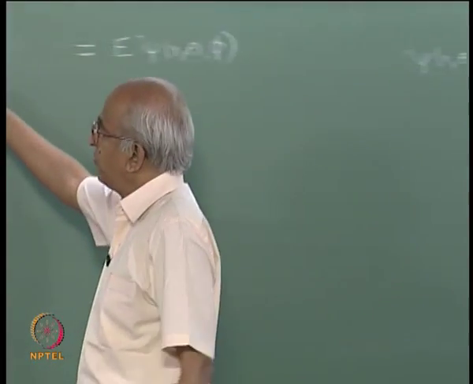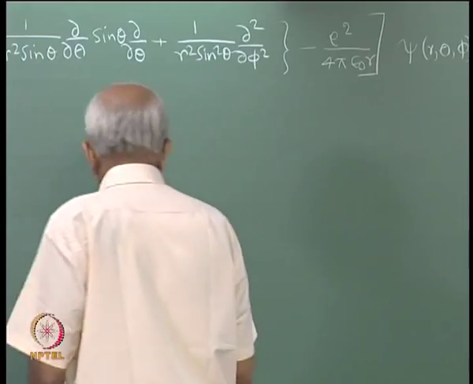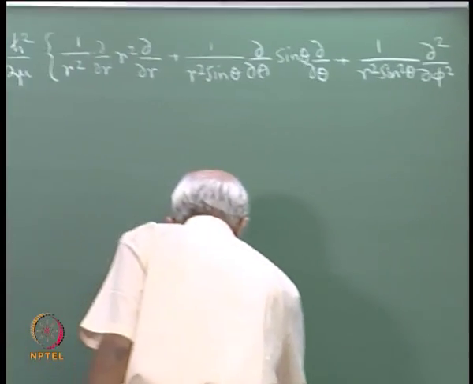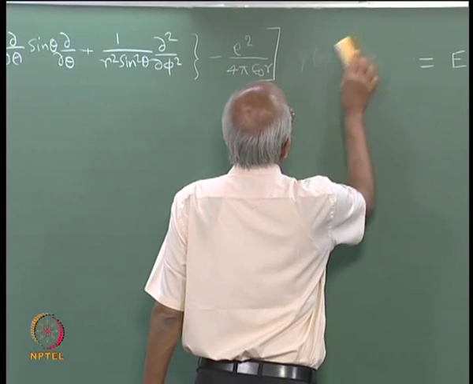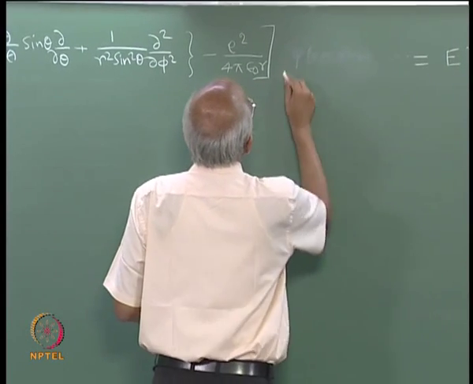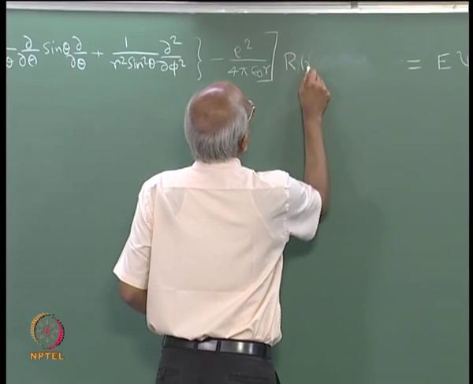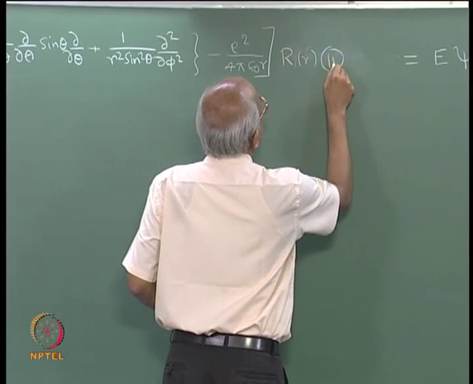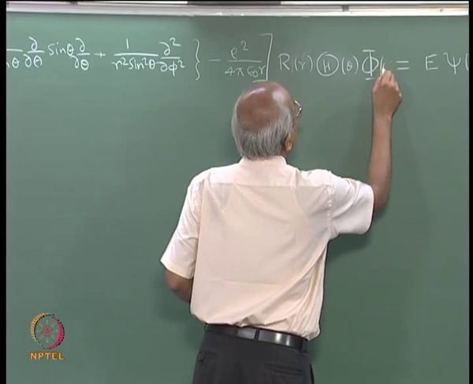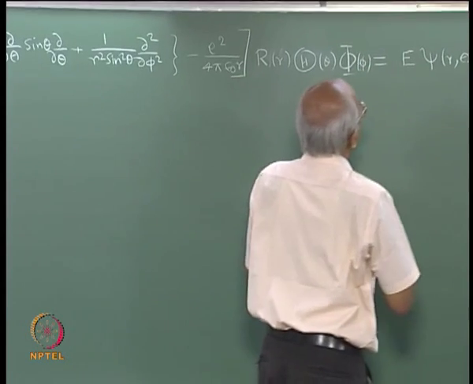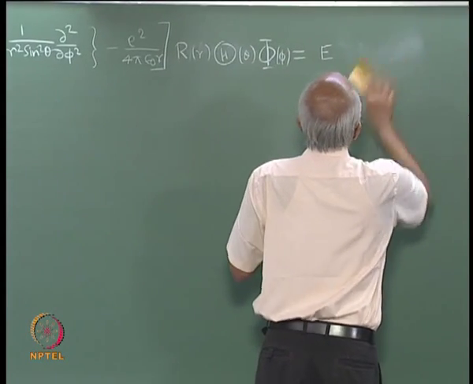So, what we do is we take this and put it into the full Schrodinger equation. So, wherever psi occurs, we are going to put that. So, let me rub off this psi and put capital R, capital theta and capital phi, and do the same thing here on this side.